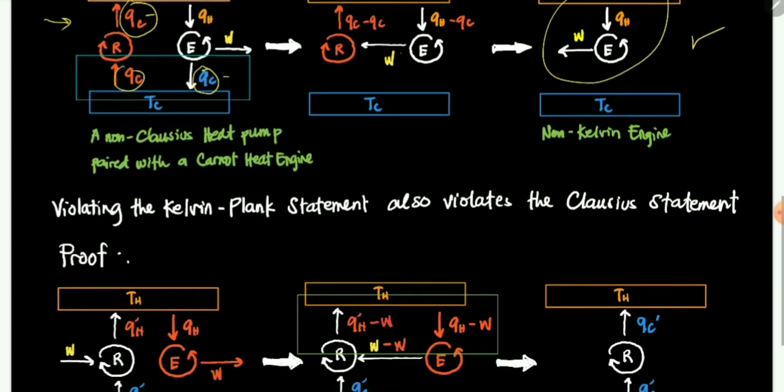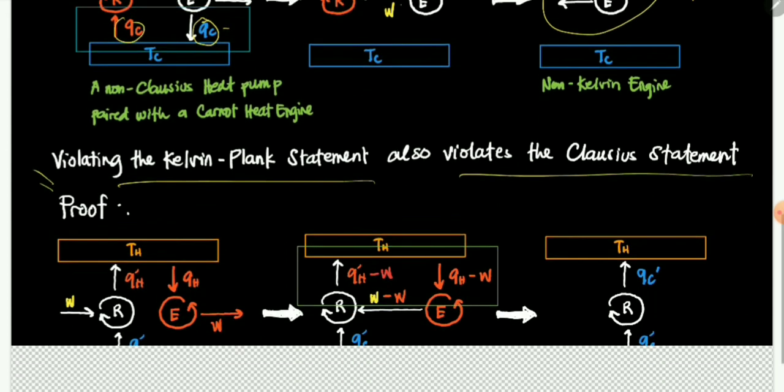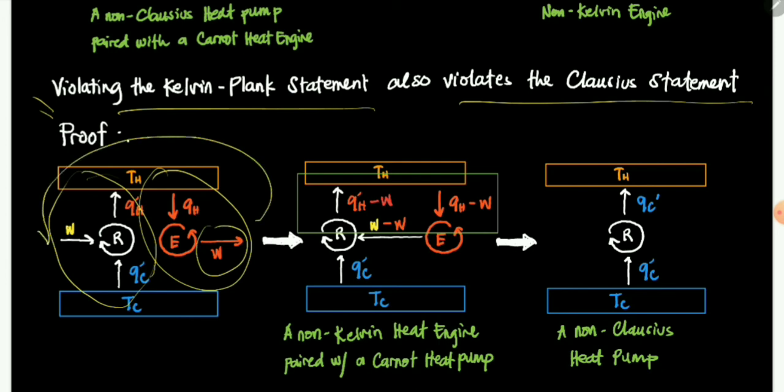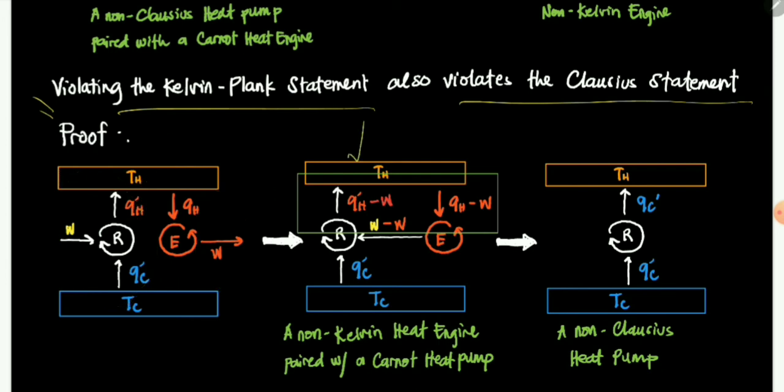Okay? So, violating the Kelvin-Planck statement also violates the Clausius statement. Paano naman? So, kung magsusulat tayo ng isang non-Kelvin na heat engine, i-pair natin siya sa isang Carnot refrigerator. So, yung Carnot refrigerator na yon, kailangan yun ng work. So, yung work na to, yun yung gawin nating work input dun sa refrigerator. Okay? So, ano mangyayari? So, magkakaroon ka ng ganito.